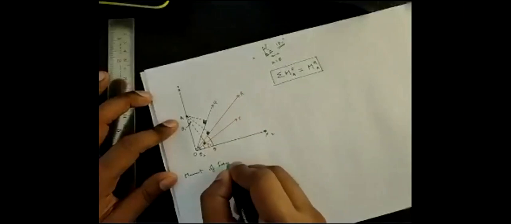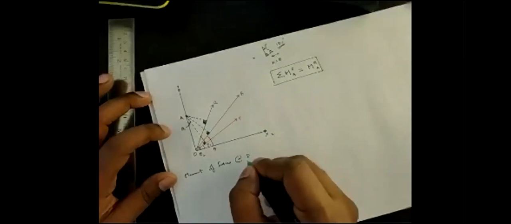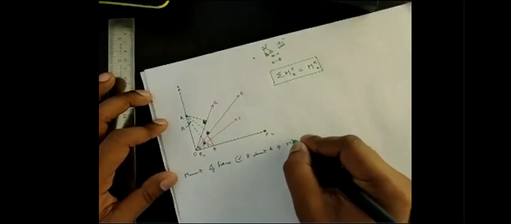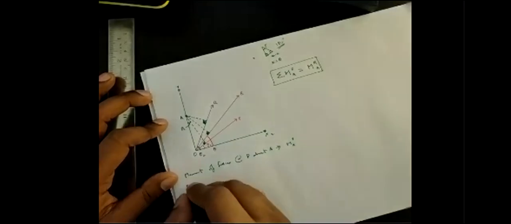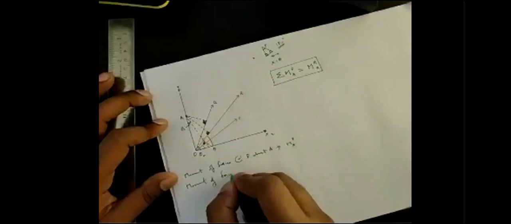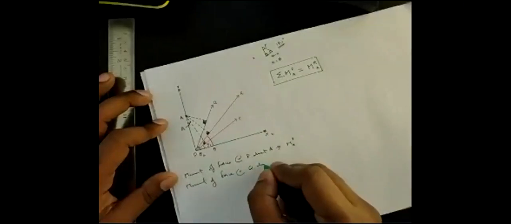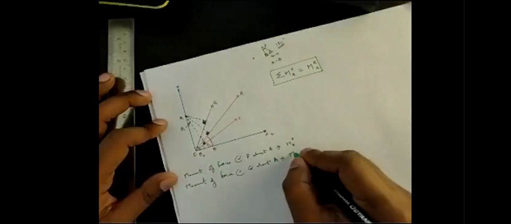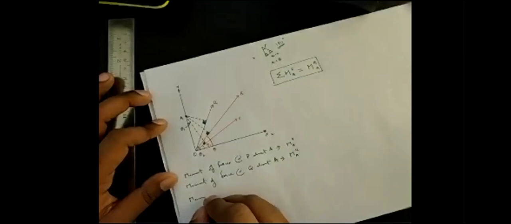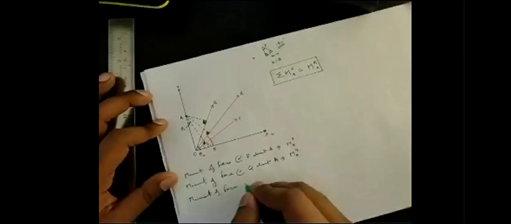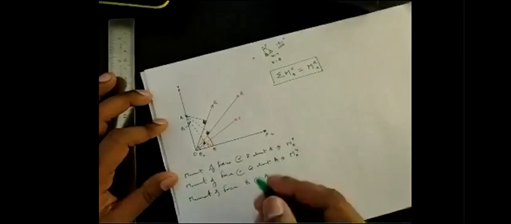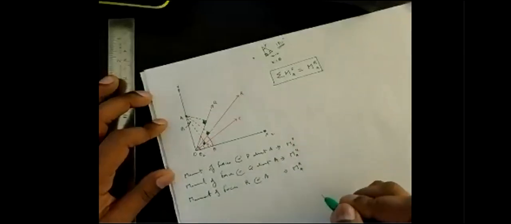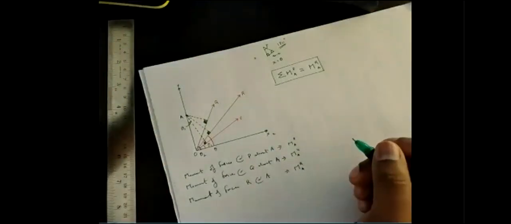Moment of a force at P about A can be written as M about A generated by force P. Moment of force at Q about A, MAQ. Moment of force R at A, everything is the same thing. Moment of force of R at A is equal to M at A, which is the resultant. Now, we know that moment is nothing but force into the perpendicular distance.